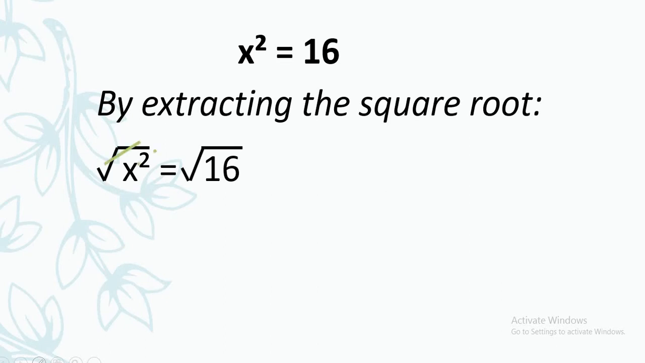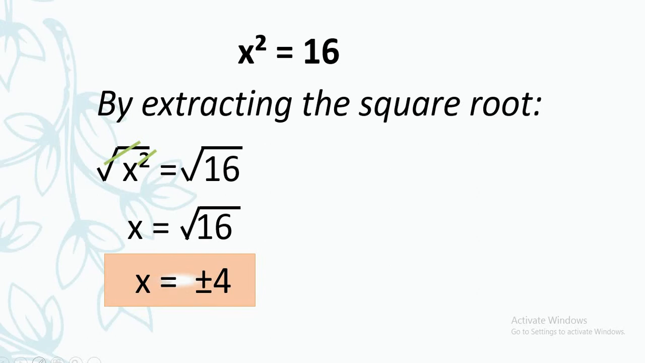Then cancel the squared and write x is equal to square root of 16. Then we all know that the square root of 16 is positive and negative 4. Now if you notice, the value of k is positive 16, that's why we have two solutions or roots. Our x is equal to positive 4 and x is equal to negative 4.